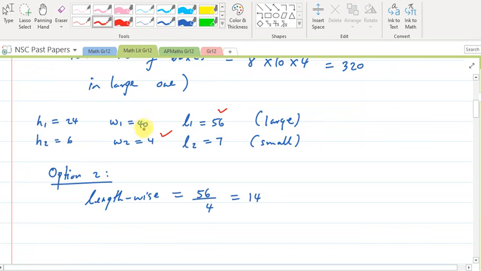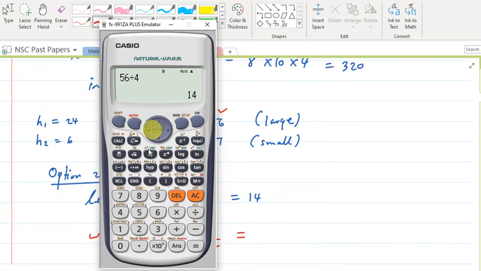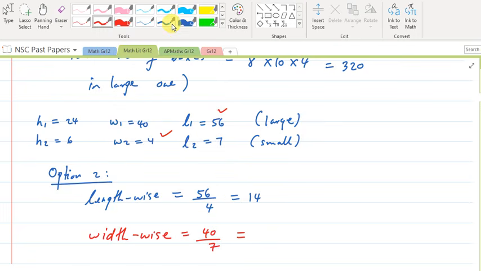Now we're going to take the width, we're going to do widthwise. Widthwise, we're going to take 40 and divide it by the length. So 40 divided by 7. If I take 40 and divide it by 7, I'm getting, let us write down 5.71, which is approximately 5, because now you're going to have empty space, so you're not maximizing your space, right?